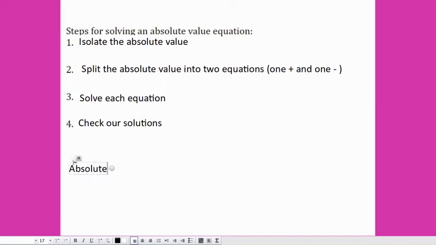What exactly is absolute value? Absolute value is the distance away from zero. It doesn't tell us a direction, it's just the distance.